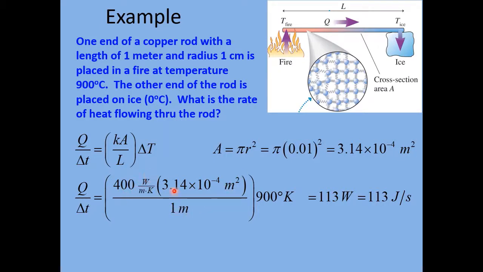So if we take 400 and multiply it by this number on our calculator, and we don't have to divide by 1, so that doesn't do anything, and then multiply by 900, we end up with an answer of 113 watts. Now remember, a watt is a joule per second. We learned about the watt when we talked about power earlier in the course. So what this tells us is that 113 joules of thermal energy are flowing through this rod every second.